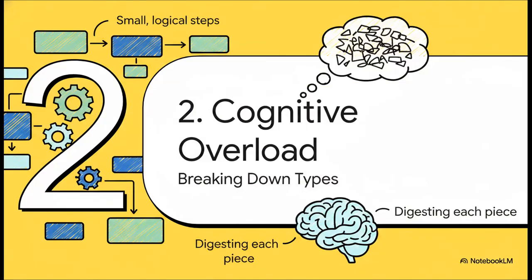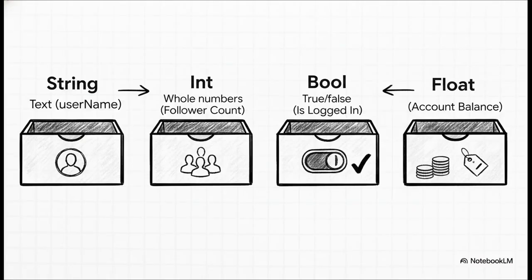Moving right along to Section 2. Avoiding cognitive overload, breaking down data types. Now, to keep our learners from getting overwhelmed, we have to explain that in languages like C++, we've got to tell the computer what kind of information actually fits into the drawer. Think of it as defining the shape of the drawer. We break down the most common types really simply.